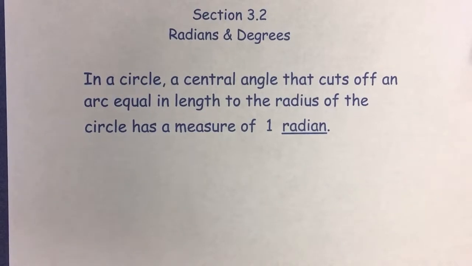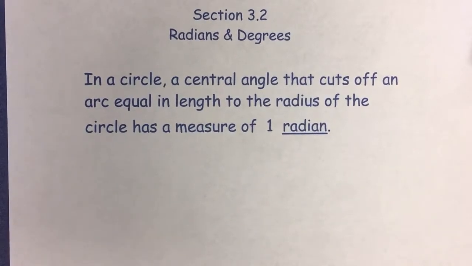In section 3.2, we're going to look at measuring angles in radians instead of in degrees. Now, we'll still work in degrees some, but you'll see that there's another unit to use to measure an angle called radians. That's just like if you measure the width of a room, you could use feet, or inches, or yards. It's just a different measurement.